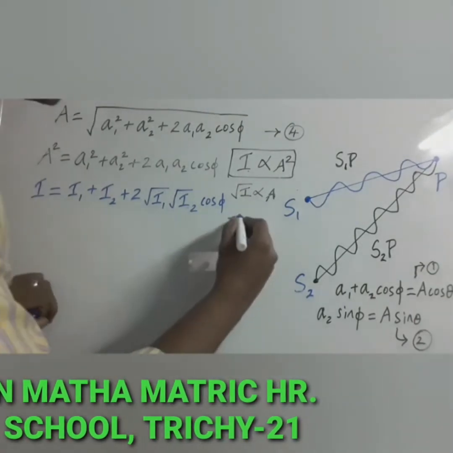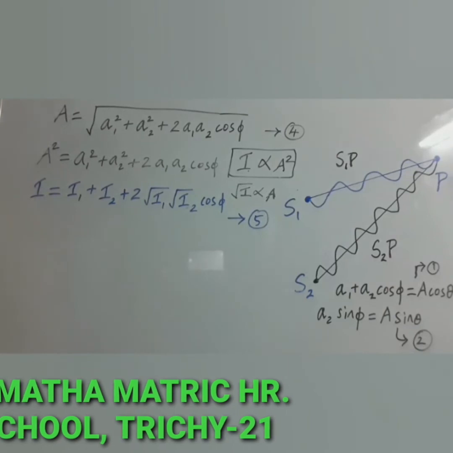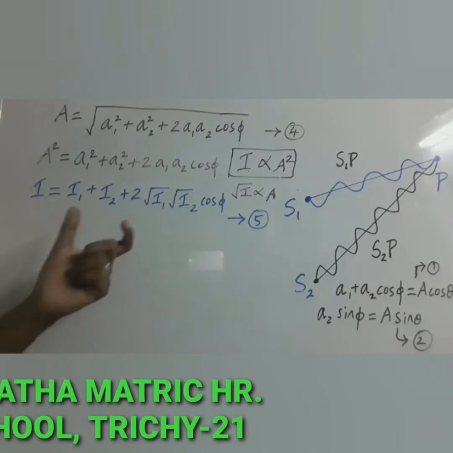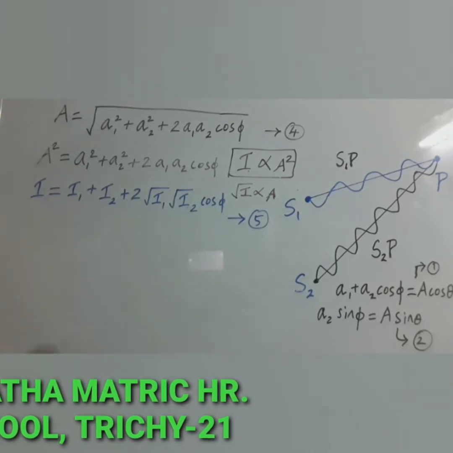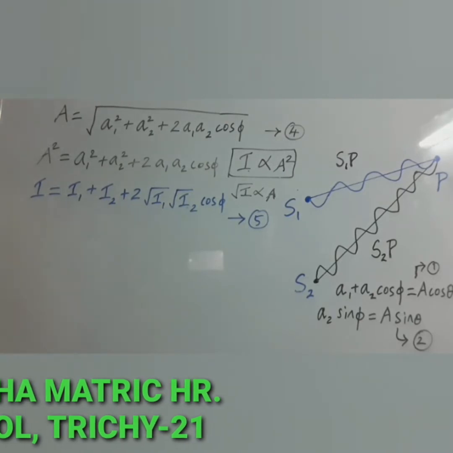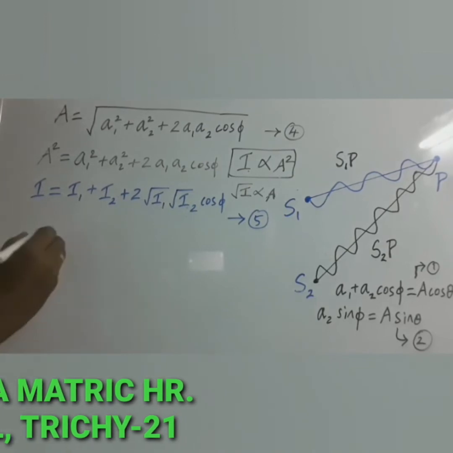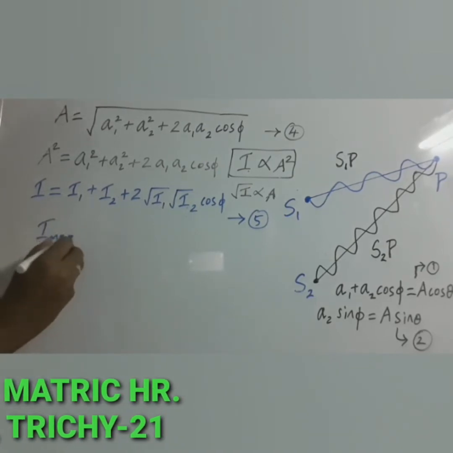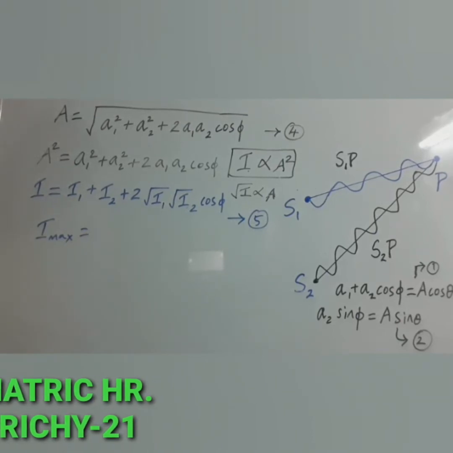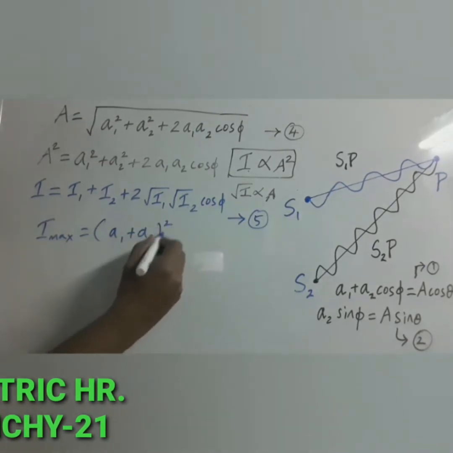This expression can be taken as phi. In this equation, if the phase difference phi is equal to 0, 2 pi, 4 pi, that corresponds to the condition for the maximum intensity of the light, called constructive interference. So there will be a maximum resultant intensity, which means constructive interference has taken place. So how can we write? Intensity will be maximum. Then what is the value? A1 plus A2 the whole square.